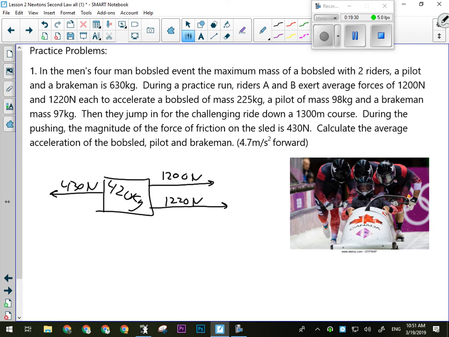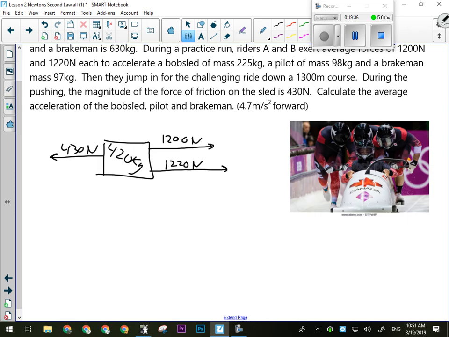Can I calculate the vector sum of all forces right now? Do I need a vector diagram for that? No. All right, so I've got 2,420, so we're looking at 1,990 newtons as our net force. Okay, so all we did was go 1,200 plus 1,220 minus 430, so 1,990 newtons forward, okay, is our net force.